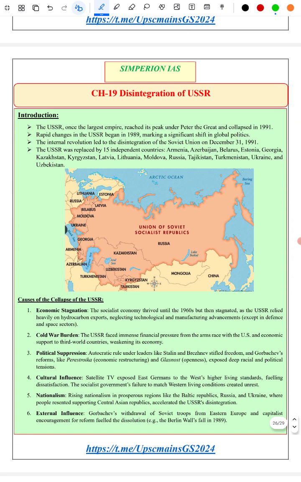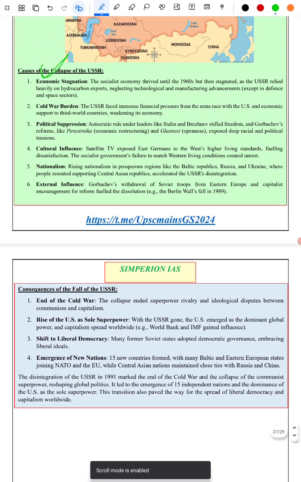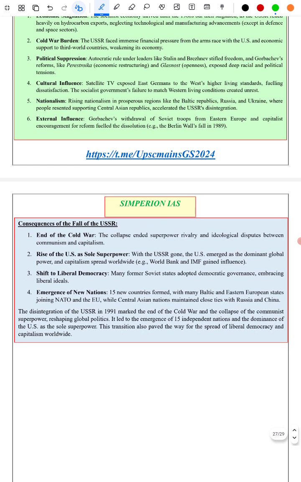Next, very important is the disintegration of the USSR into, sorry, 15 independent countries. We are given an introduction. We are given the causes for the collapse of the USSR. And what are the consequences of the fall of the USSR? One of the consequences is that the Cold War ended in the world.